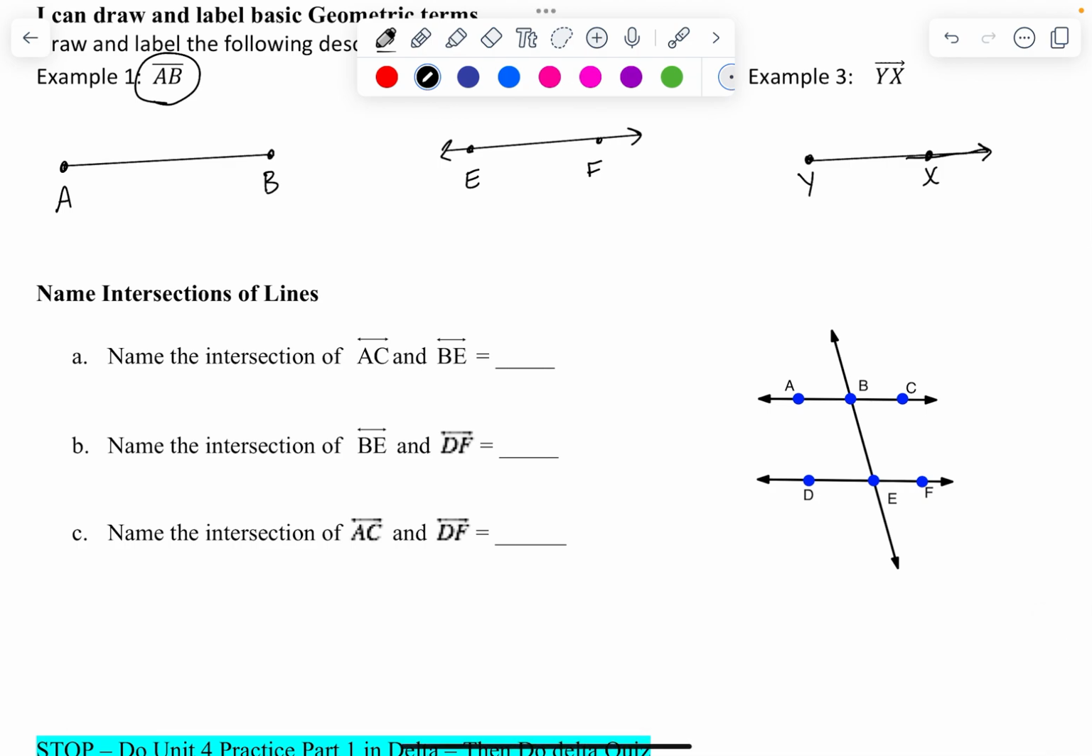All right, name the intersection of AC and BE. Sometimes it's nice if I just color this, AC and BE. The intersection would just be point B, where they meet. So we'd say point B. Name the intersection of BE and DF. Again, that would just be a point. That'd be point E. Name the intersection of AC and DF. Those two don't intersect, so you would just say none.